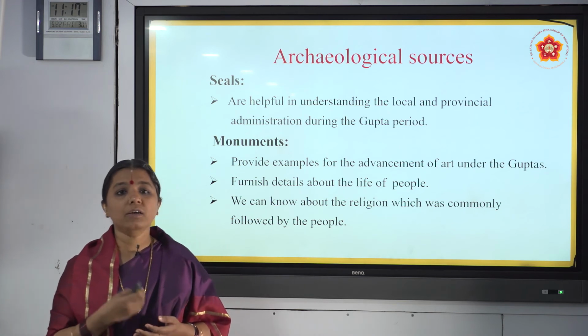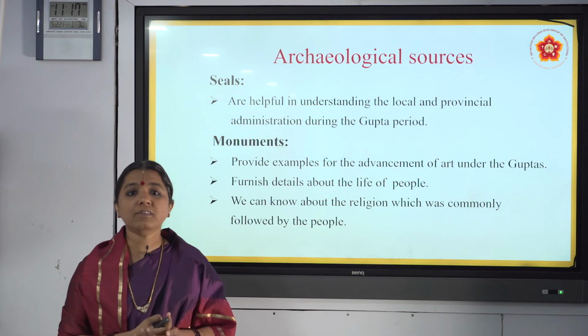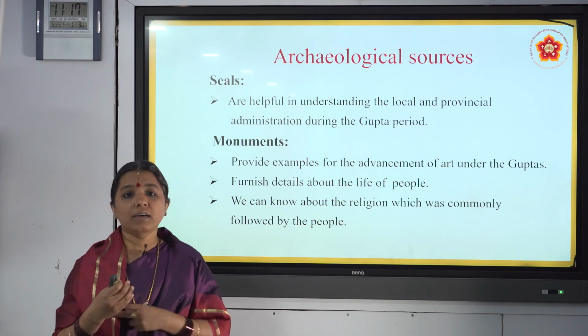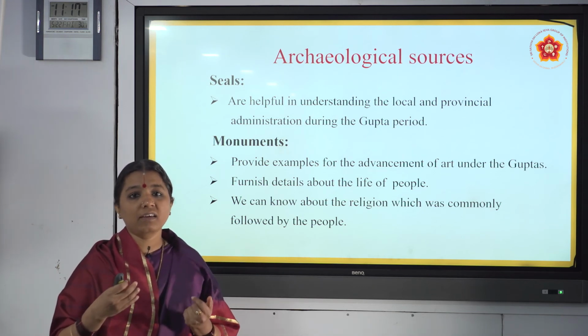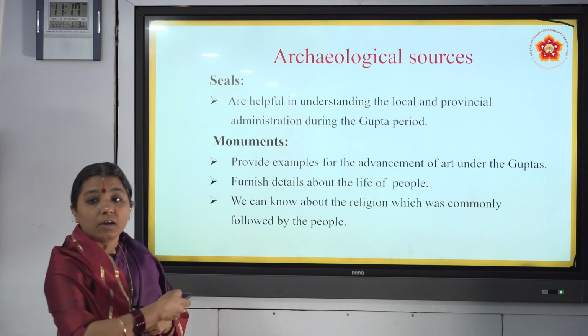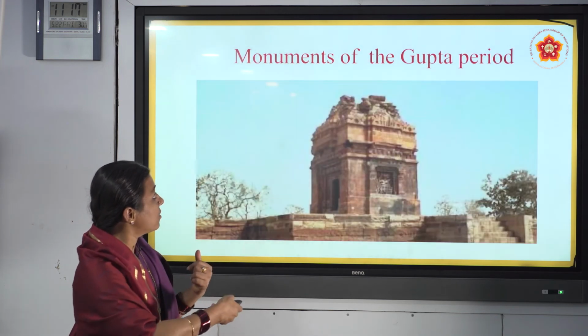Hinduism was commonly practiced, and both Buddhism and Jainism were accepted with so much ease, and the people worshipped deities like Shiva, Vishnu, Shakti, and the Jain Tirthankaras and Buddha. Next, we studied the second source. See, these are the Gupta seals and monuments.